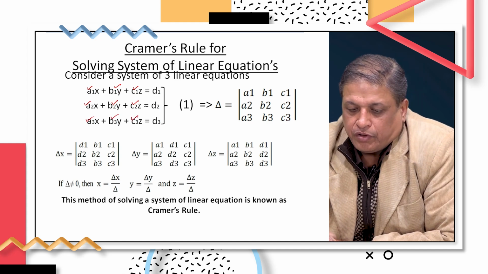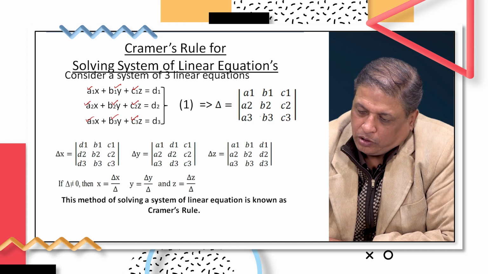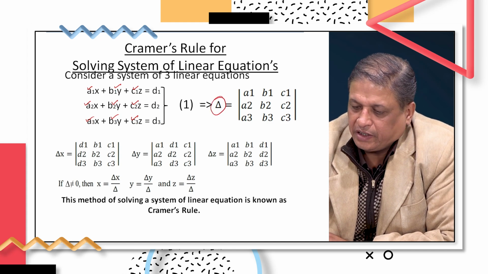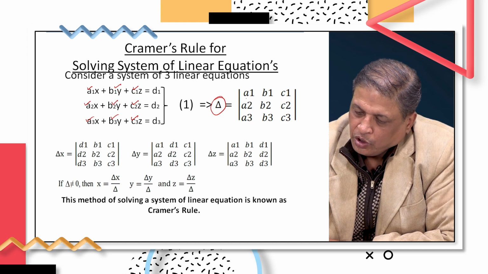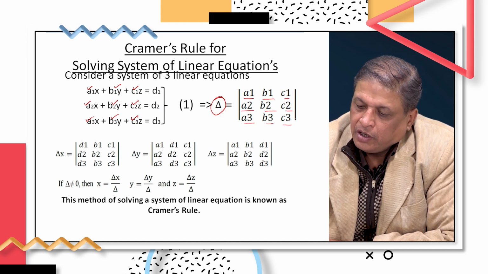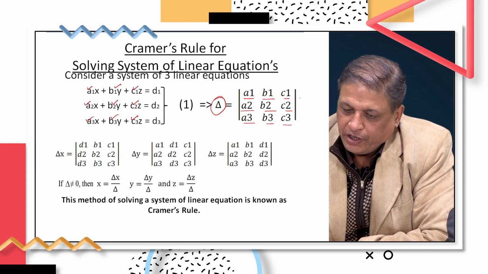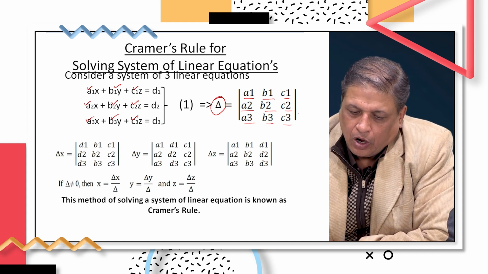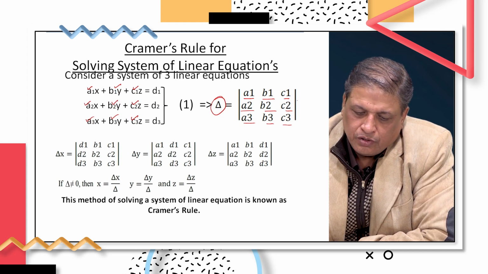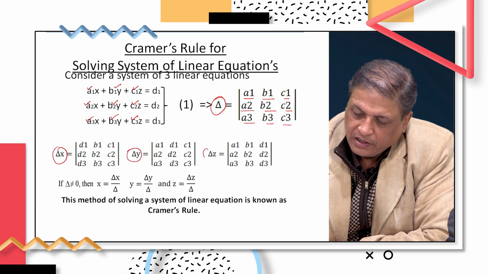These are the coefficients of the variables x, y, z. Now, if we gather them all together into a determinant, then we will get the value of delta, that is the determinant value, which is comprised of a1, b1, c1, a2, b2, c2, a3, b3, c3. Now, look over here that we are not involving the values d1, d2, d3. How to involve d1, d2, d3 is when we are going to calculate the value of delta x, delta y and delta z.